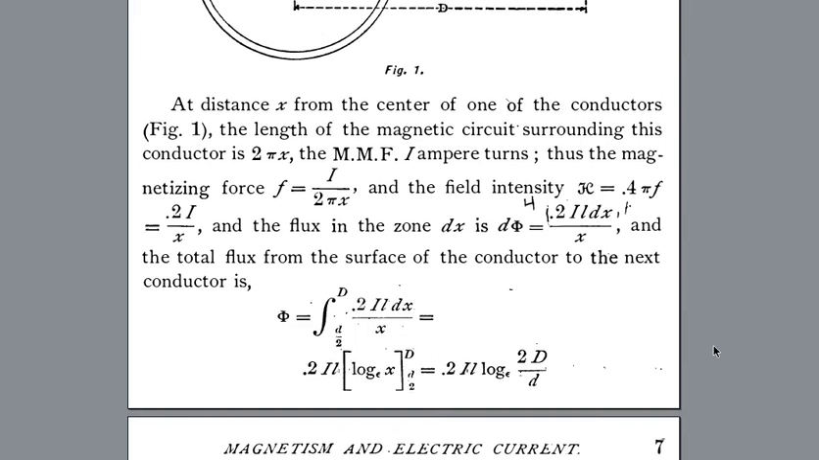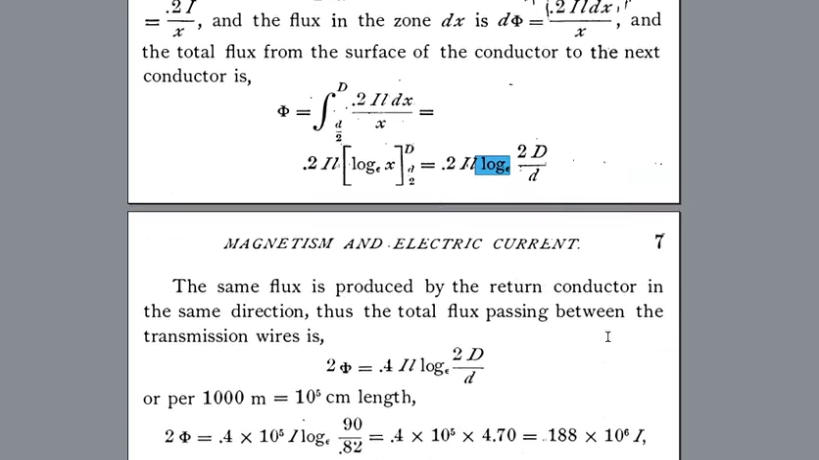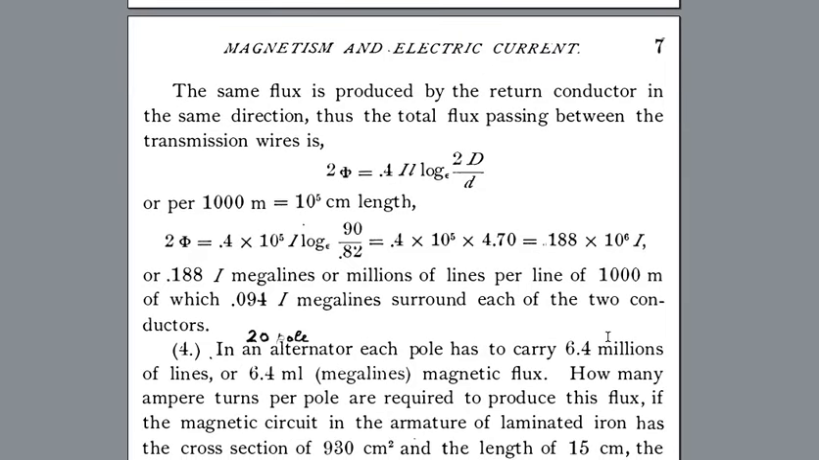The total flux from the surface of the conductor to the next conductor is phi equals the integral from d divided by 2 to D of 0.2 times I times L times dx divided by x. This simplifies to phi equals 0.2 times I times L times the natural logarithm of 2 times D divided by d. The same flux is produced by the return conductor in the same direction. Thus, the total flux passing between the transmission wires is 2 times phi equals 0.4 times I times L times the natural logarithm of 2 times D divided by d.